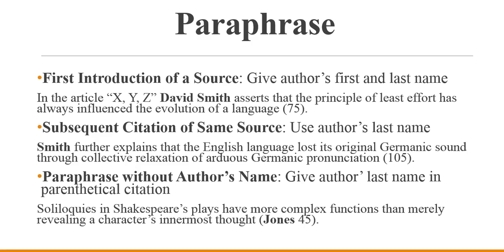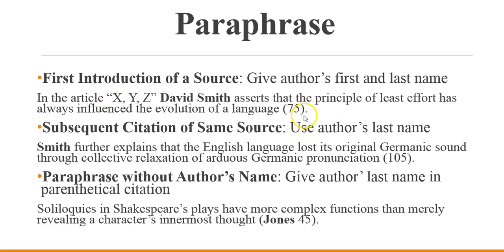So you need to look at that chapter in addition to this PowerPoint lecture. All right, an example of a paraphrase citation of a source that is used for the first time in the essay is: In the article X, Y, and Z, David Smith asserts that the principle of least effort has always influenced the evolution of a language. Okay, so this is a short sentence that paraphrases what Smith says about the evolution of language on page 75 in his article.